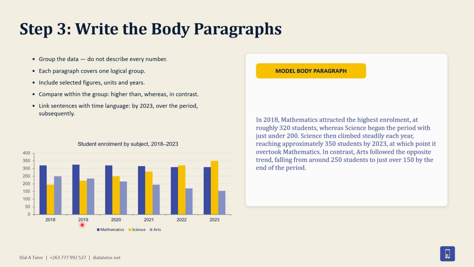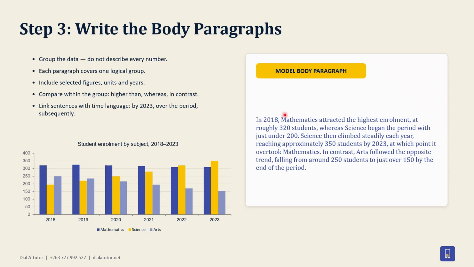You can then mention that science enrollment increased over the years, from maybe less than 200 students to about 350 students at the end of 2023. Okay. Then over here you are supposed to link sentences with time. For instance, by 2023, over the period, or subsequently.